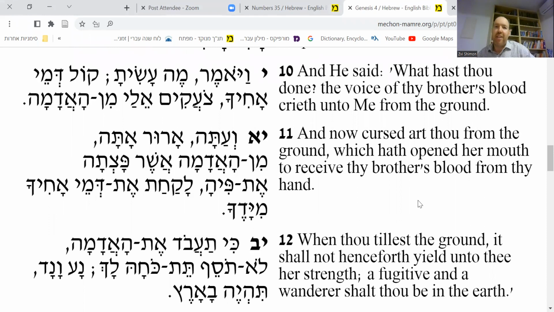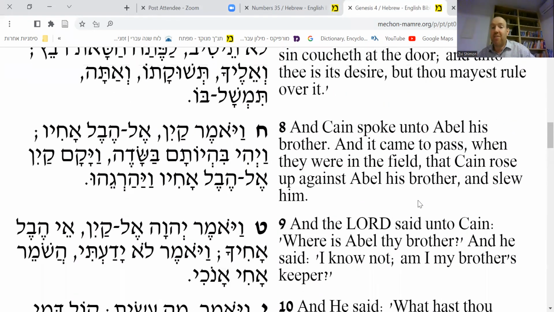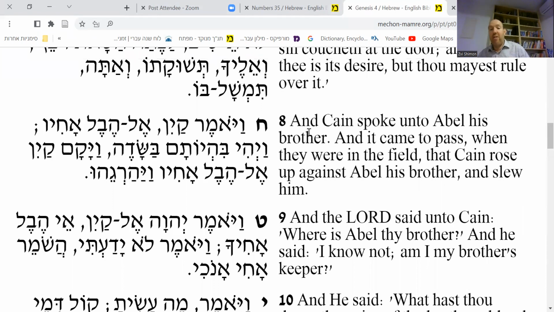So if I asked you, what is the key word? Well, it's obvious. It's the word brother, right? Look how many times in verse 8, and Cain spoke unto Abel his brother. Now it's very odd. We know that they're brothers, right? Why does the Torah mention Abel his brother? There's nobody else. It's Abel his brother.